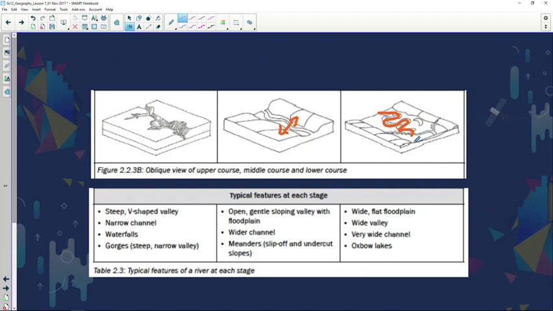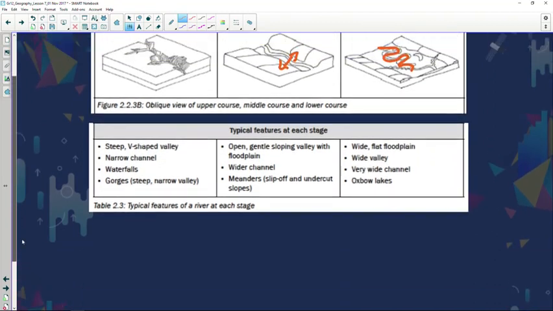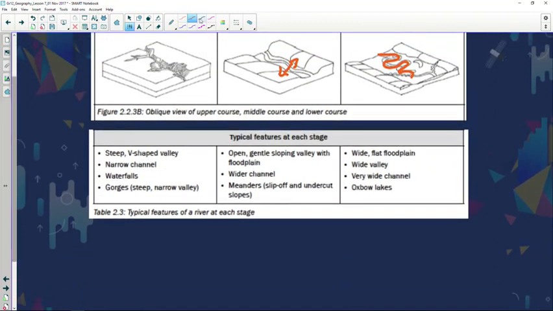Once again, steep V-shaped valleys, riverbeds, a narrow channel. Now, the characteristics of this area, the upper course: we will experience waterfalls because it's so steep. We'll experience gorges and very narrow valleys. Now, if we look at the middle course, the floodplain starts to develop. Now, what is the floodplain? The floodplain is this area situated right next to the river over there.